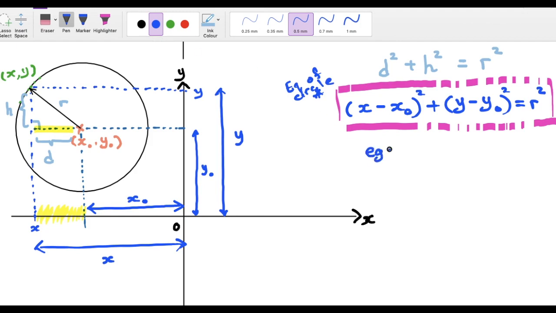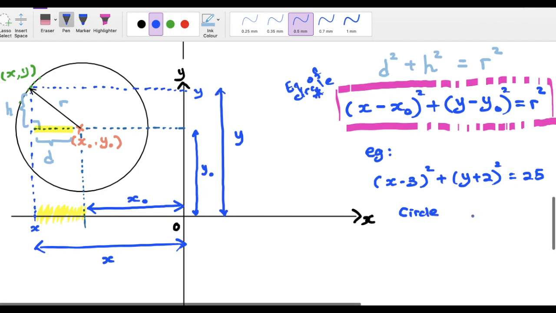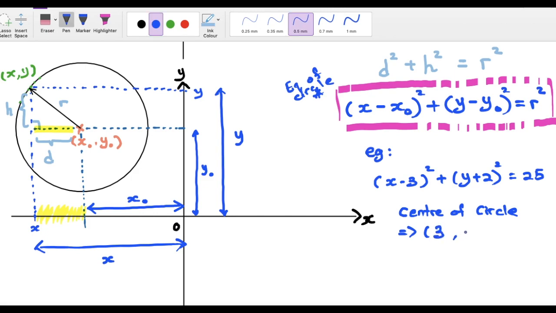Let me give you an example. Let's say I have (X minus 3) squared plus (Y plus 2) squared equals 25. Immediately I can tell you where the center of the circle is. You just apply a negative to the values you see here on the screen. So the negative of the minus 3 is 3, and the negative of the plus 2 is negative 2. So I know the center of the circle will be (3, -2). That's why it's called the general equation.